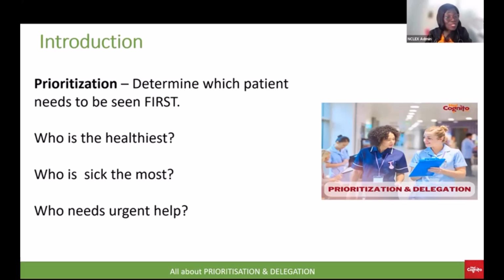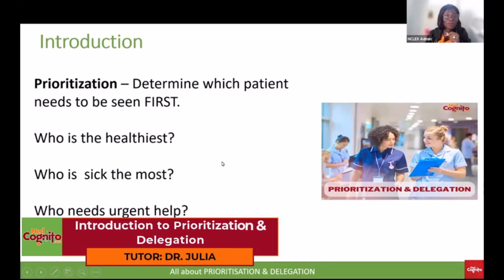And it makes you a safe nurse, and NCLEX will always be testing you to be sure that you are a safe nurse. So that is why you should know about prioritization. Determine which patient needs to be seen first, who needs urgent help.